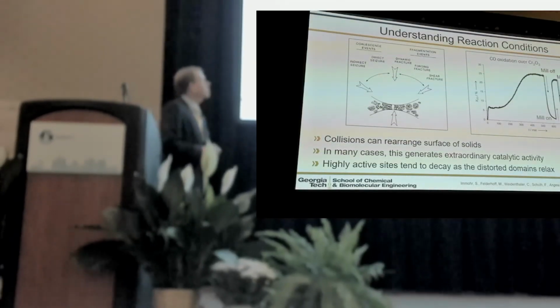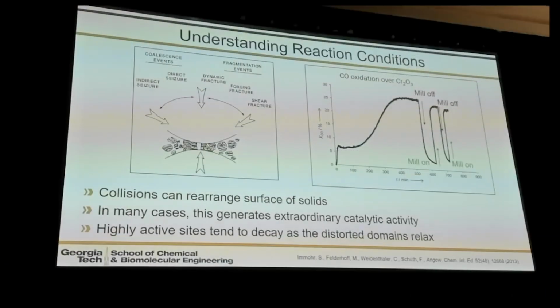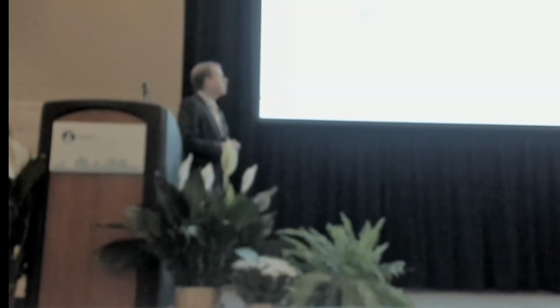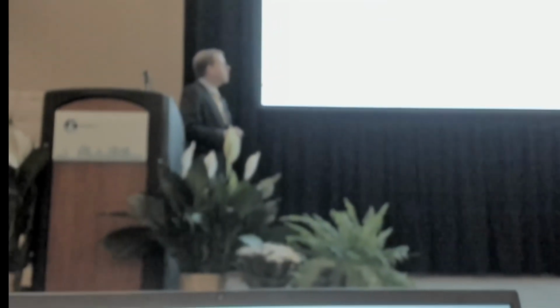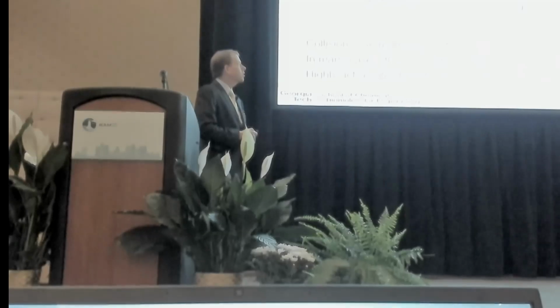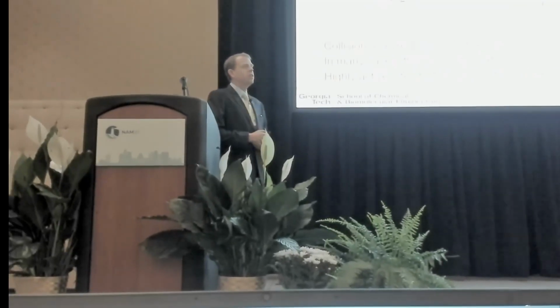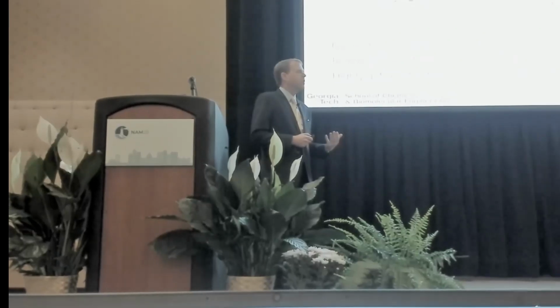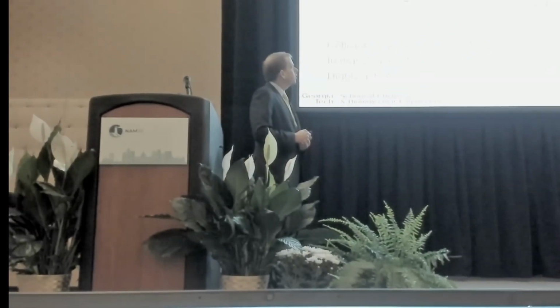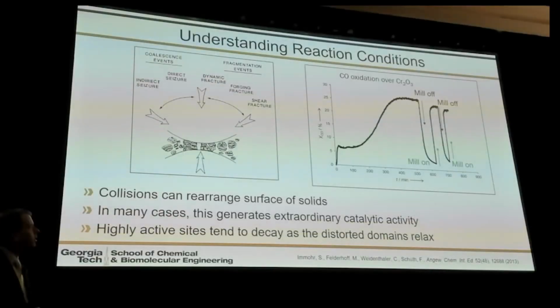For the rearrangement of surfaces, there's this work published by the Schüth group. They had a modified milling vessel that flowed CO and oxygen through the vessel while milling. We see that the activity, the conversion of carbon monoxide to carbon dioxide, increases with increasing milling time after some induction period. They reach a very active form of the catalyst after about 5 minutes, and then it reaches a steady state. When they turn off the mill, they lose activity, so you do need the continuous energy supply.